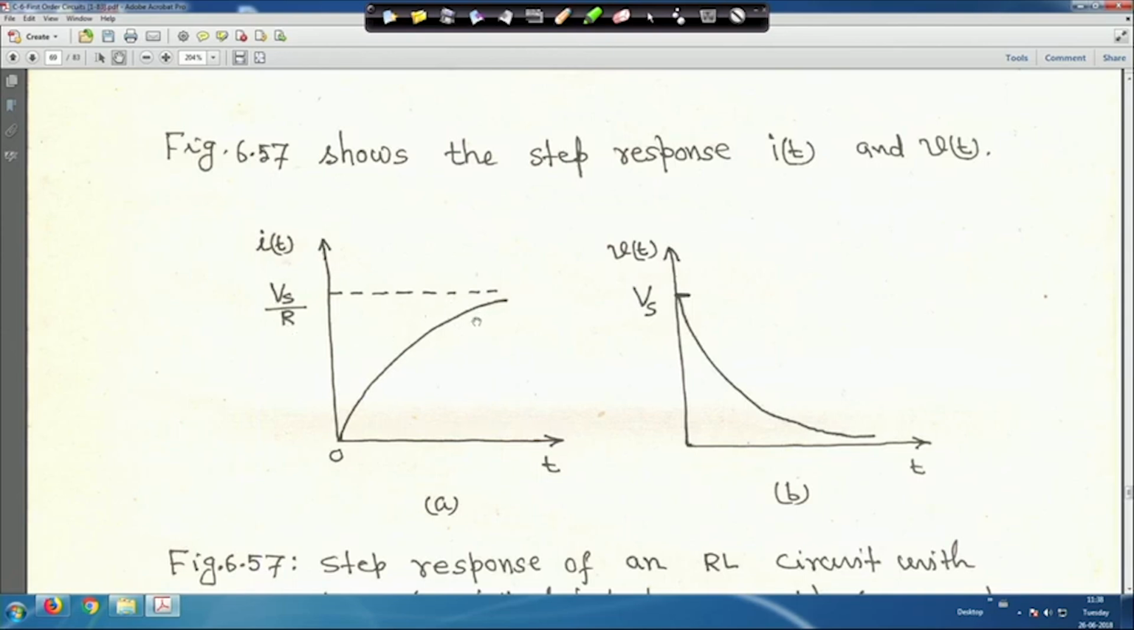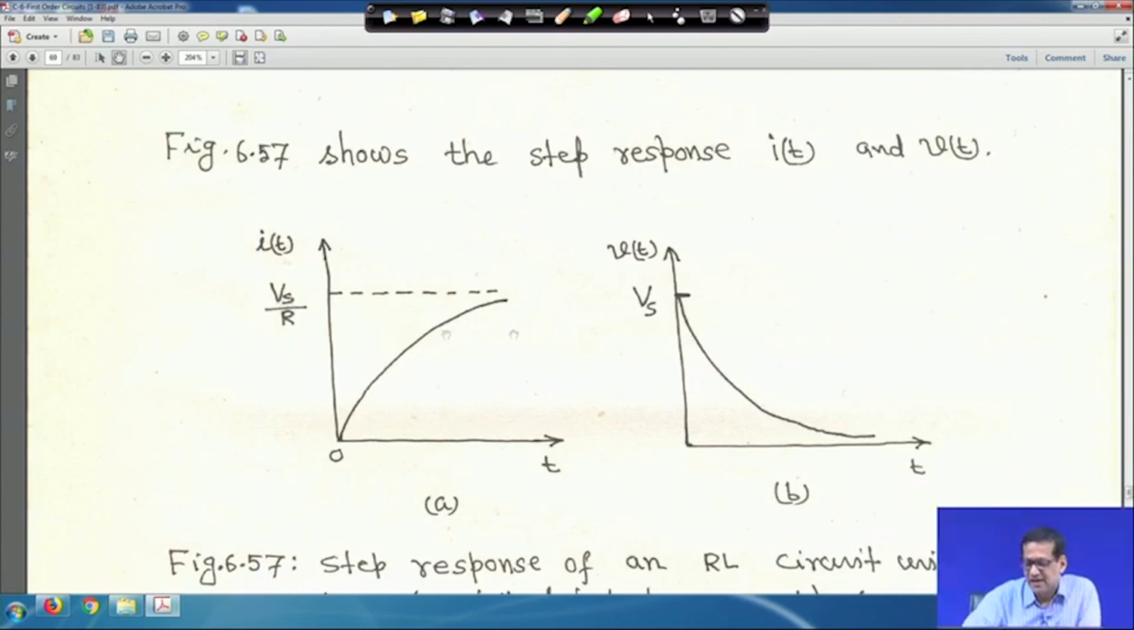So, the current is going to the steady state value Vs upon R. Generally, after 5 tau, if tau is the time constant, it will achieve nearly Vs upon R, and when t is greater than or equal to 5 tau, the voltage is exponentially decaying. So, v(t) is gradually going to 0. At t greater than or equal to 5 tau, it will become almost 0, right. So, this is the current plot, and this is the voltage plot for the RL circuit with the step input, right.